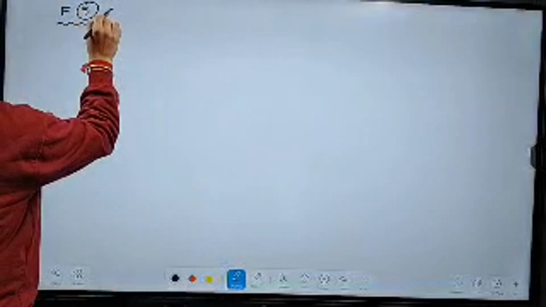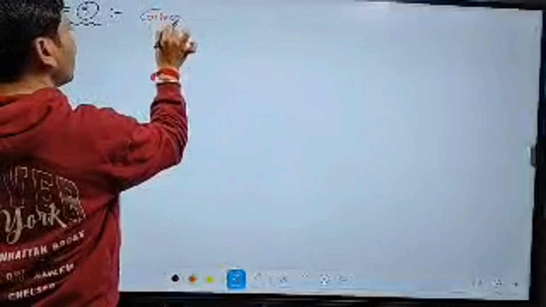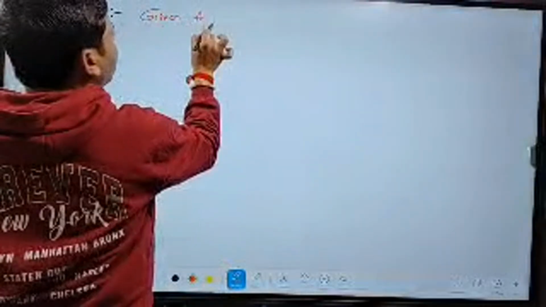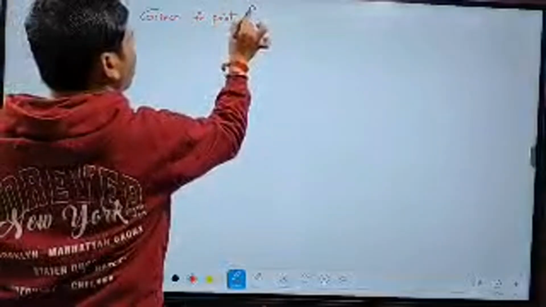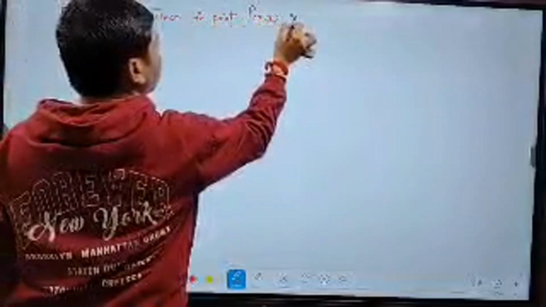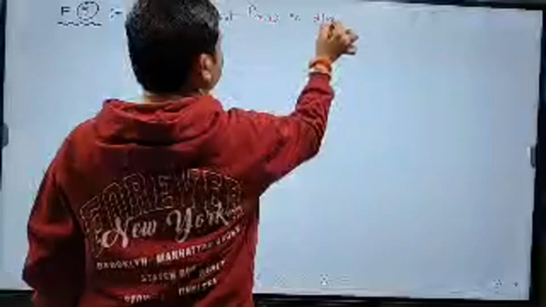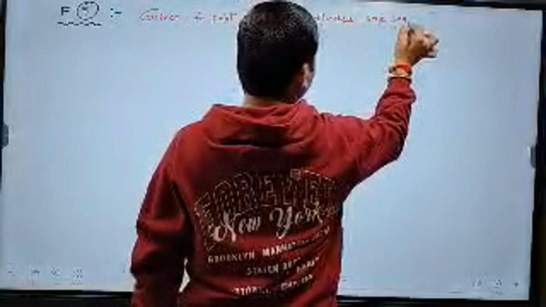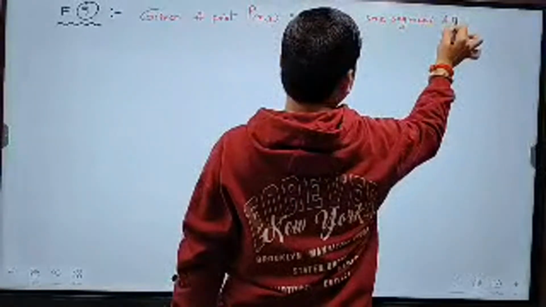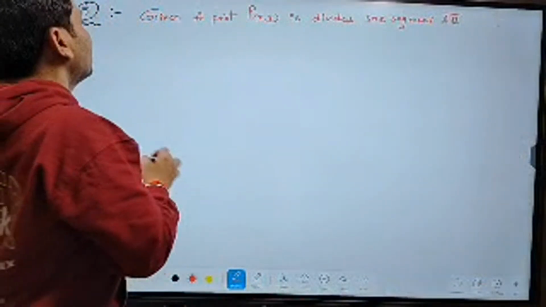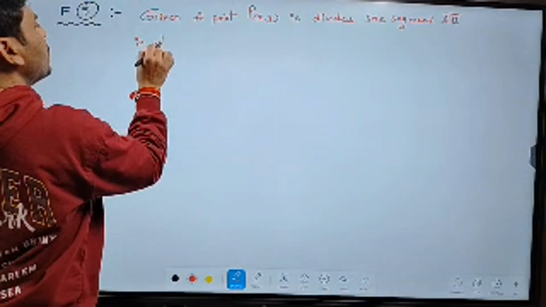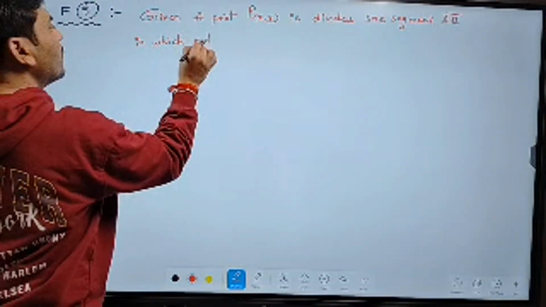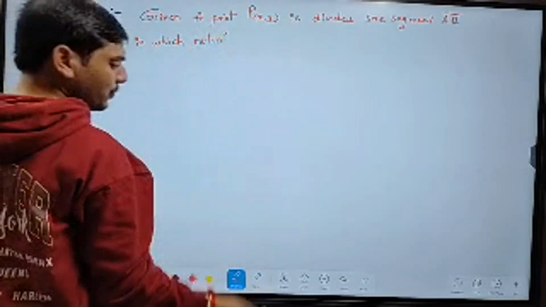Formula number 5. Very, very important, students. Given information: a point capital P x comma y divides line segment AB. In which ratio?